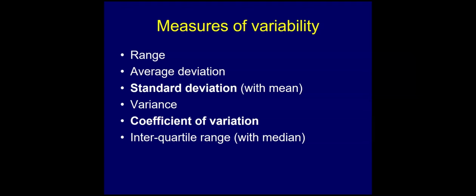Then there is something called coefficient of variation. What is this coefficient of variation? For example, say my mean is 40 and my standard deviation is 10. The coefficient of variation is how big my standard deviation is when compared to my mean. So how big is 10 compared to 40? It is 25% of 40. That is your coefficient of variation.